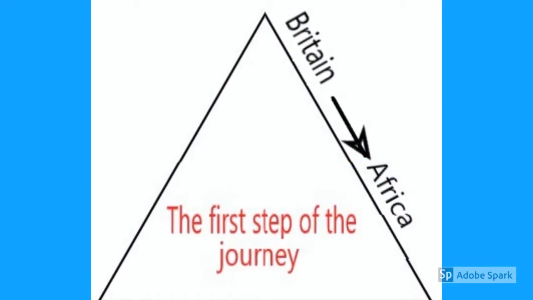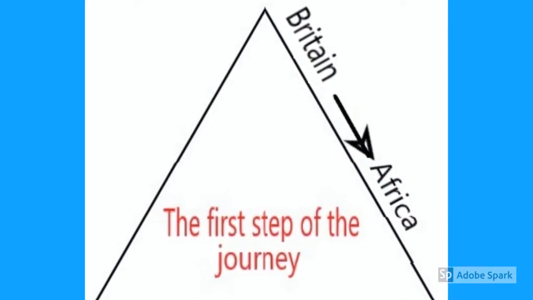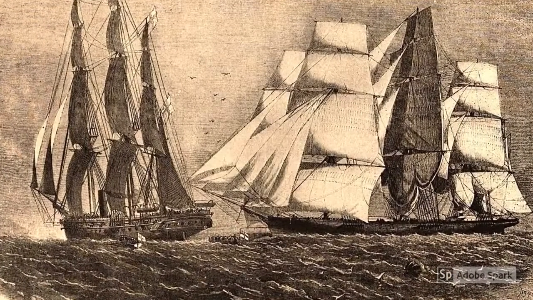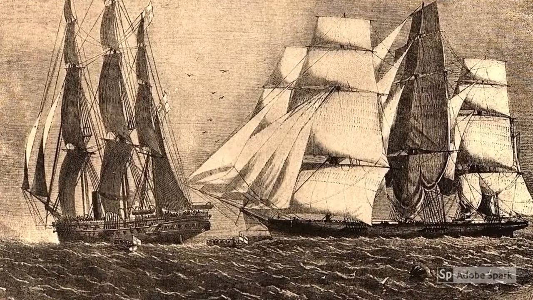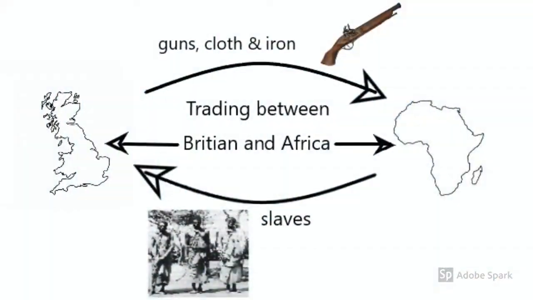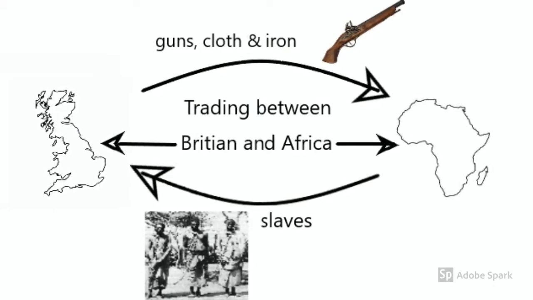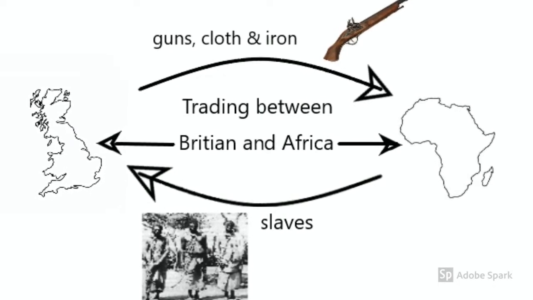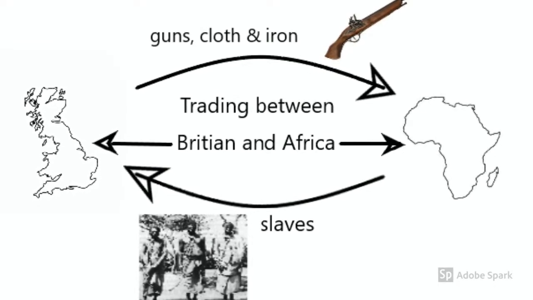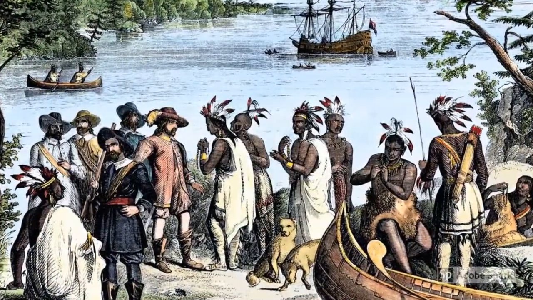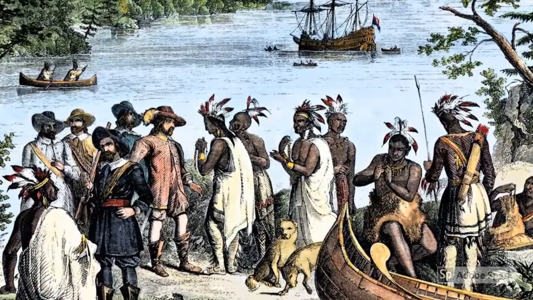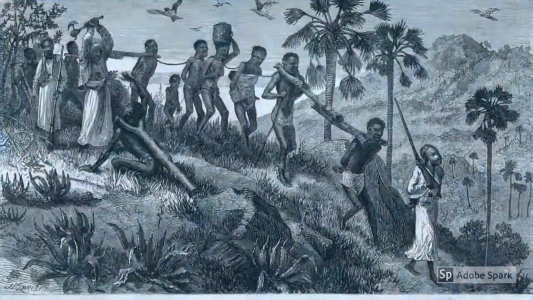On the first leg of the triangular journey, British sailors would sail their ships over to a number of African ports. The British took with them trading goods, such as guns, cloth and iron. They took these goods with them to trade with tribal chiefs who would give them captured African slaves in return.